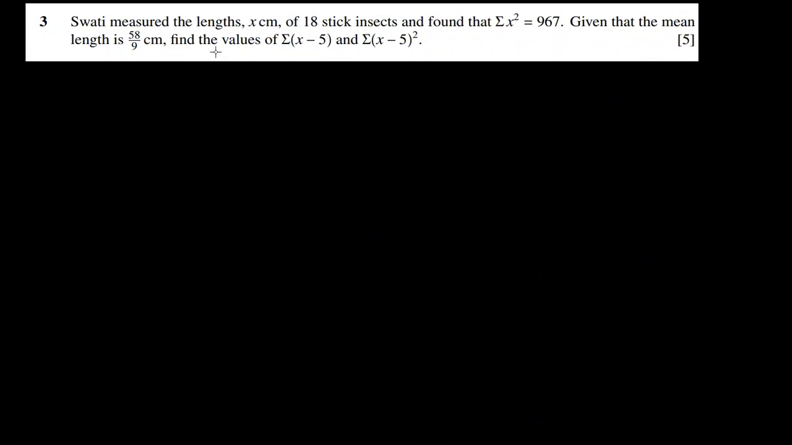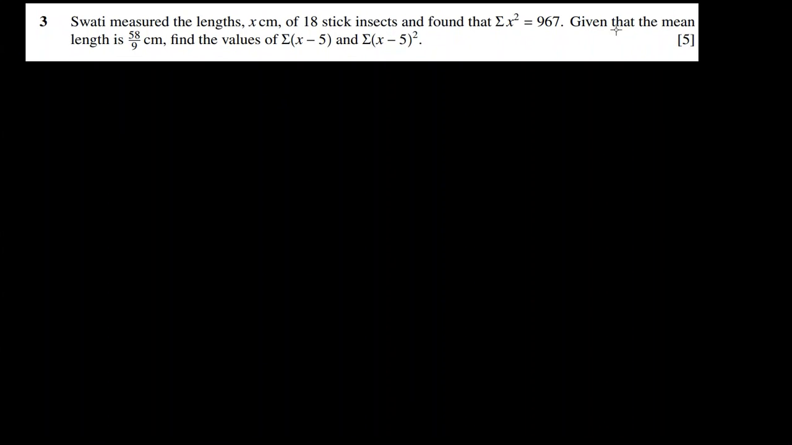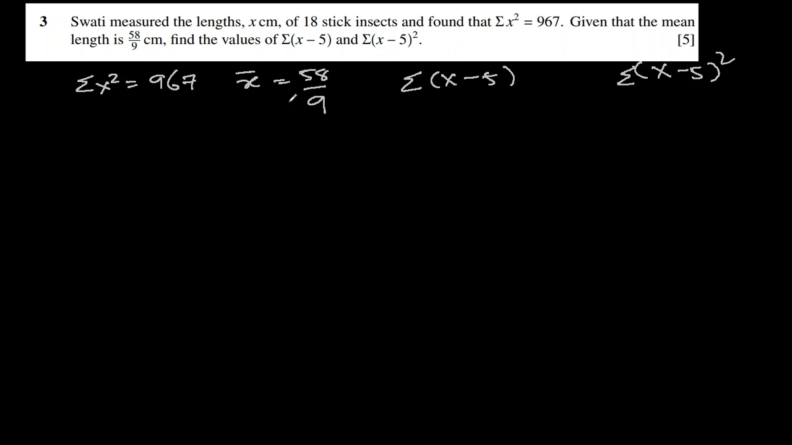Swati measures the length x centimeters of 18 sticks and found that sigma x squared is this, given that the mean length is this. So let me list them down. Sigma x squared is 967. The mean of the original lengths is 58 over 9. Find the values of sigma (x minus 5) and sigma (x minus 5) squared.